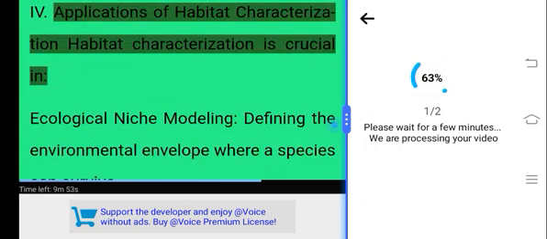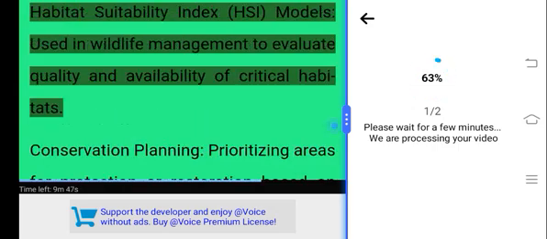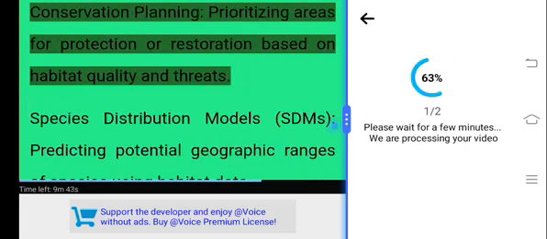B. Applications of habitat characterization. Habitat characterization is crucial in ecological niche modeling, defining the environmental envelope where a species can survive. Habitat suitability index, HSI, models are used in wildlife management to evaluate quality and availability of critical habitats.